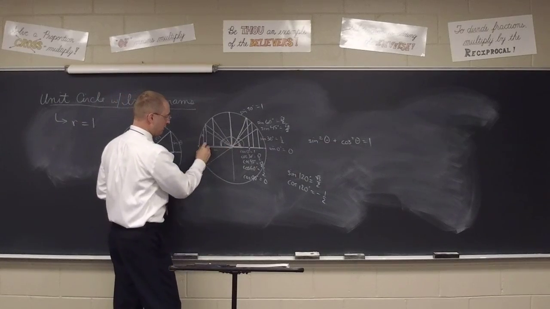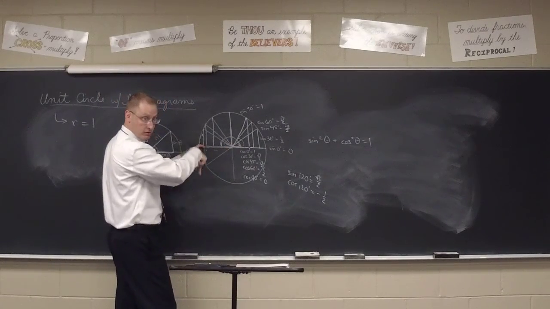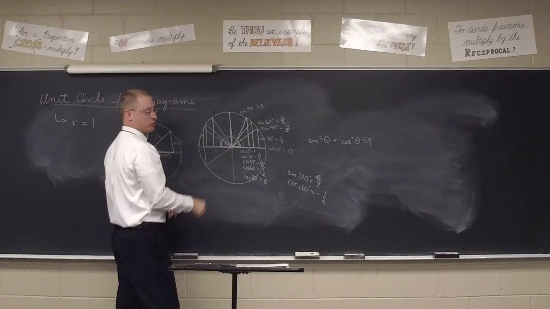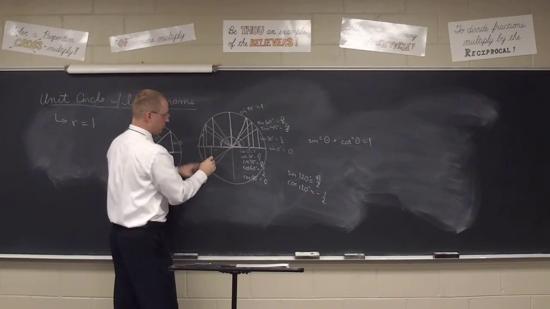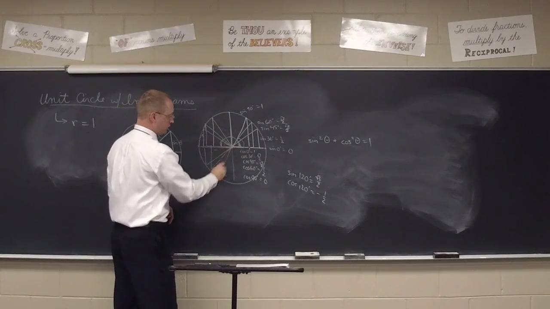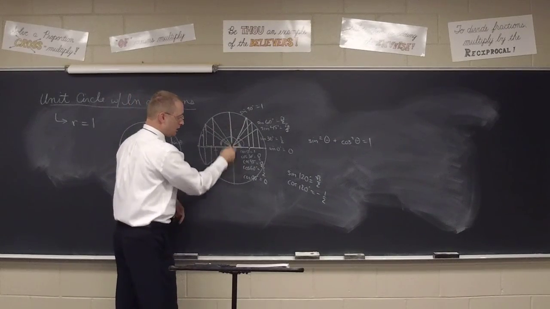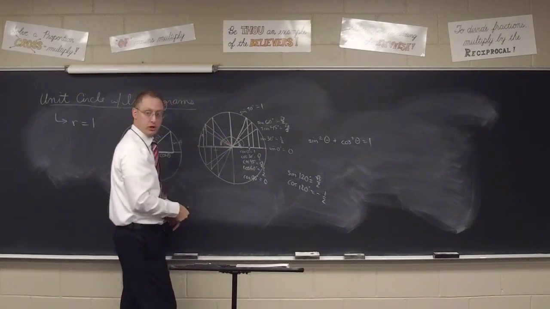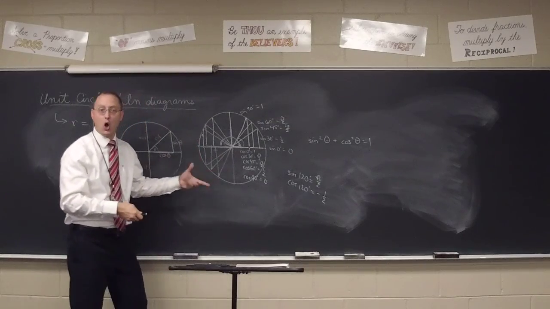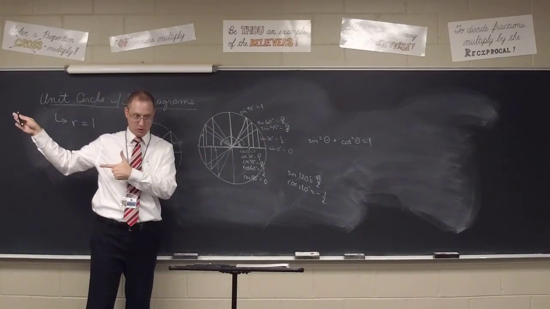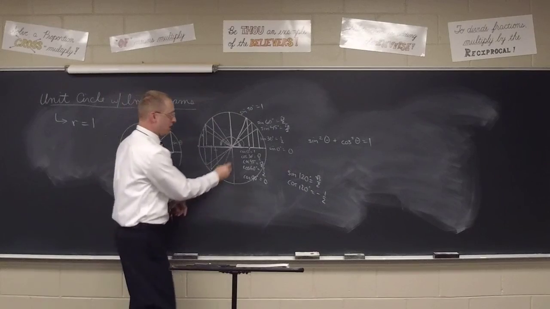Notice down here, there's my negative half, negative square root of 3 over 2. Negative square root of 2 over 2, negative square root of 2 over 2. Negative half, negative square root of 3 over 2. Negative 1 for the sine, 0 for the cosine. And you can see all of these. I don't need those triangles for sine and cosine anymore. I can figure them all out from here.